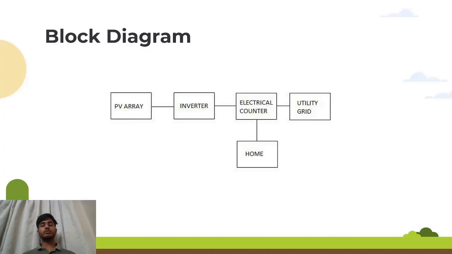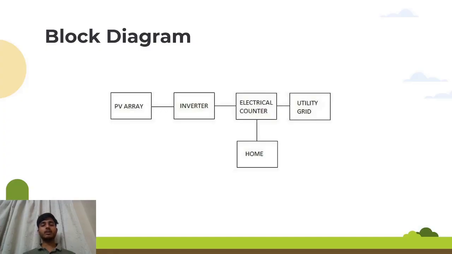So basically, sorry to say that, but there is a mistake in this block diagram. There are two blocks which are missing in this block diagram. First block is missing between PV array and inverter, which is nothing but a DCDB, while the another block is missing between electrical counter and utility grid, which is nothing but a ACDB.